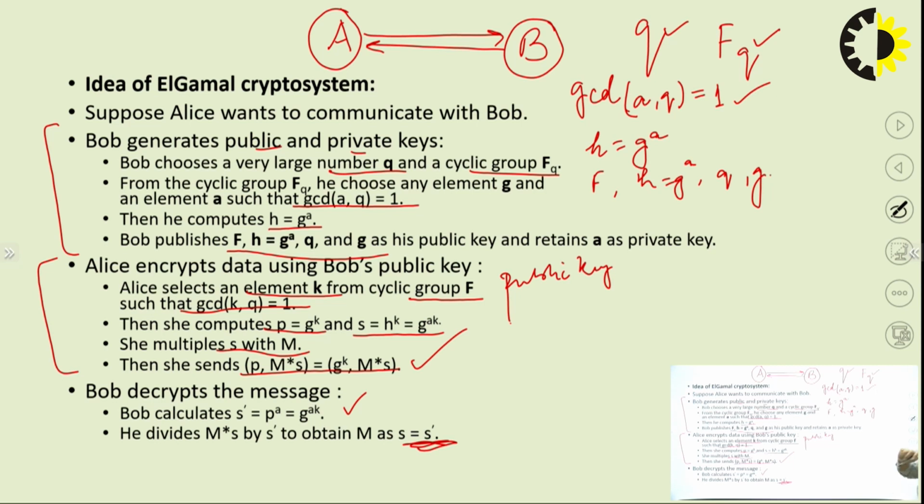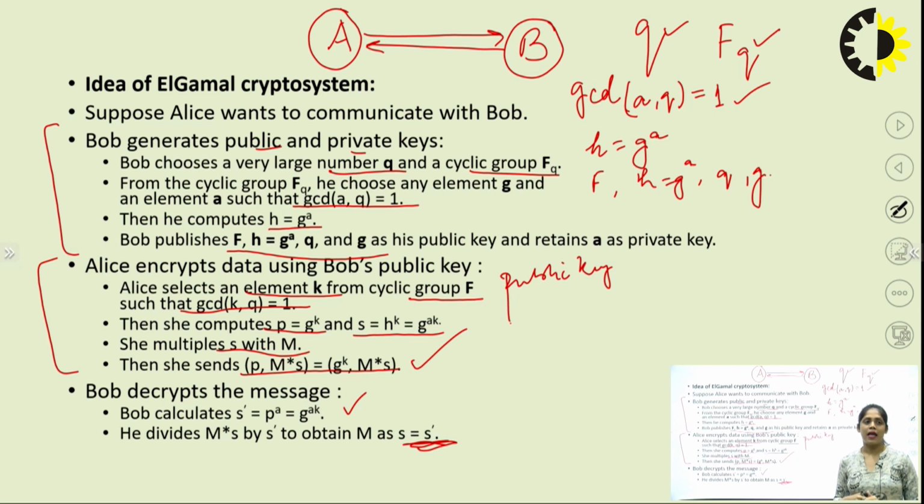I want to repeat it once again. Here we are going to use Bob and Alice, two persons. They want to communicate. Suppose Alice wants to communicate with Bob, then Bob generates the public as well as the private key. Certain things will be taken care of. They are going to choose a large number Q. Secondly, they are going to use a cyclic group F_Q. Third, they are going to have the elements G and A such that the GCD of A, Q is equal to 1. Then finally, they compute H is equal to G^A. Then Bob publishes F, H equals G^A, Q and G as his public key and retains A as a private key. Then Alice encrypts the data using Bob's public key.